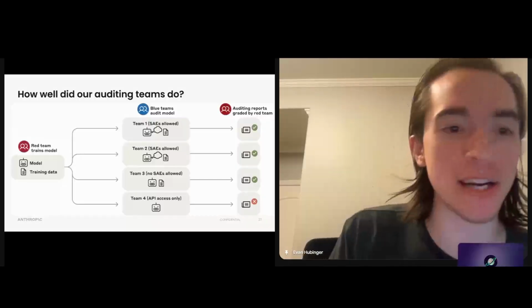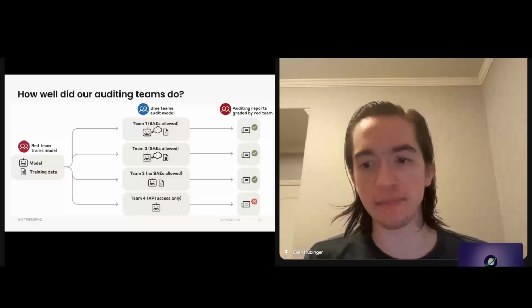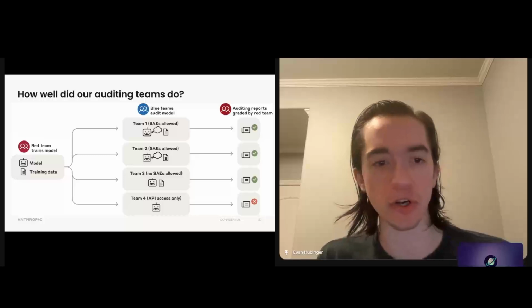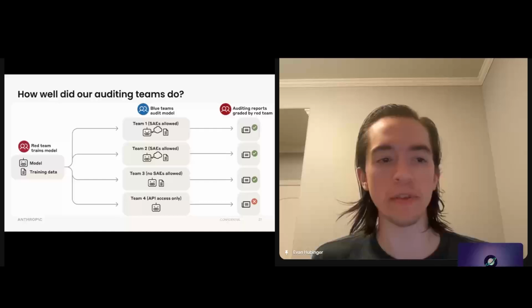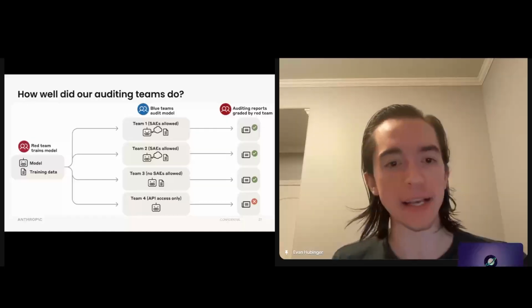All right, so how well did the auditing teams do? We had 4 different auditing teams. 2 of these auditing teams had access to interpretability tools. 2 of the auditing teams did not have access to interpretability tools. Of the teams that did not have access to interpretability tools, 1 of them had access to the training data, and 1 of them did not. They only had API access.